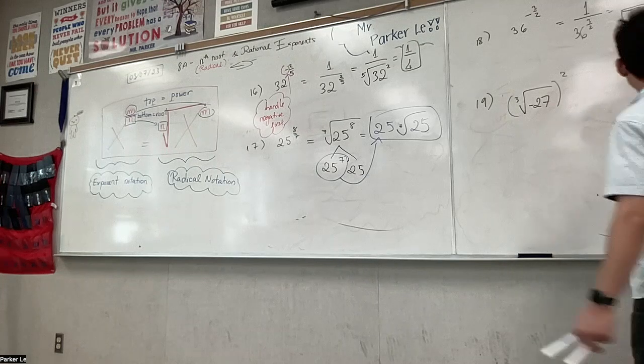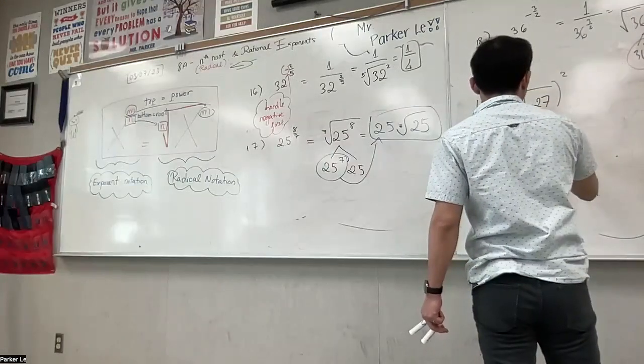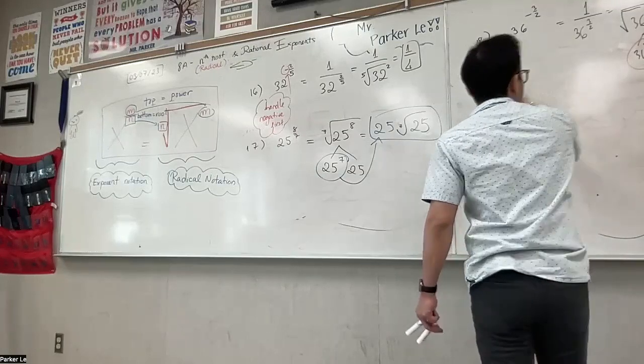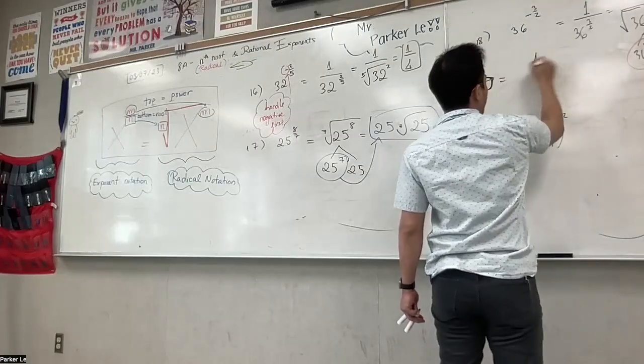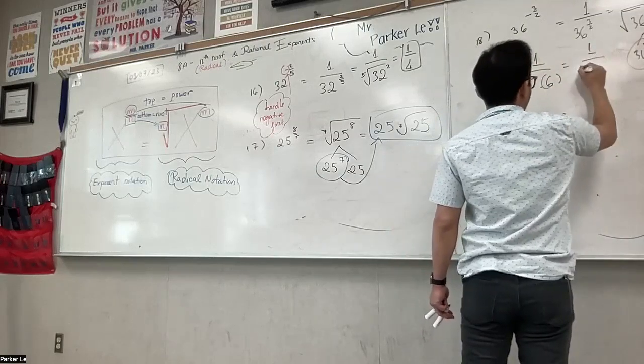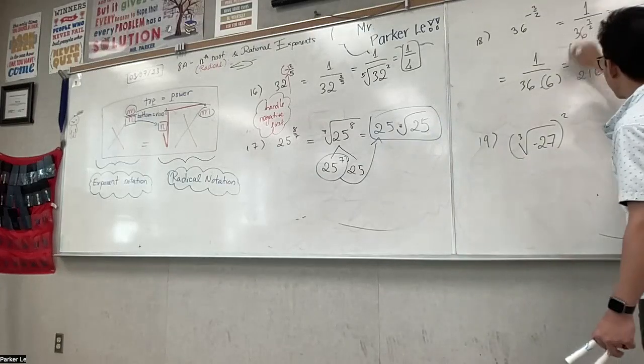What is that then? Let me move this over here. You probably need more space. So it's 1 over 36 times 6. So it's 1 over 216. So that's the answer.